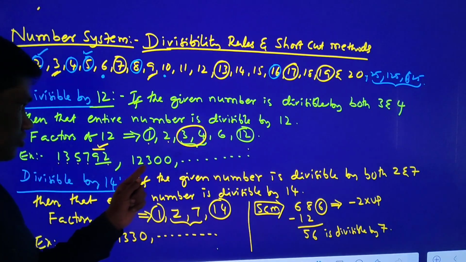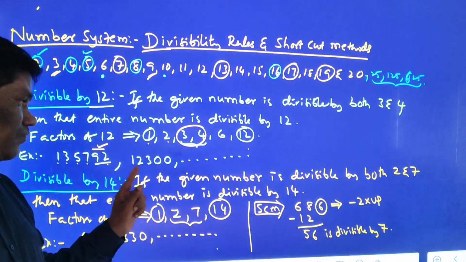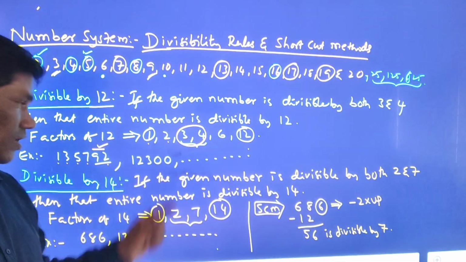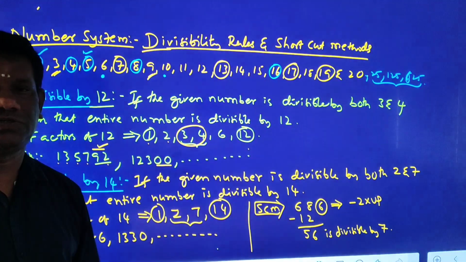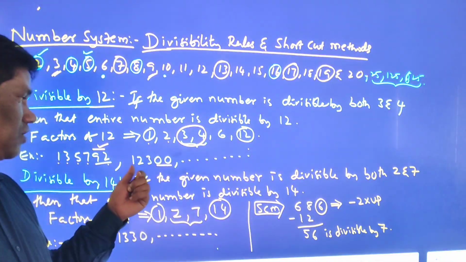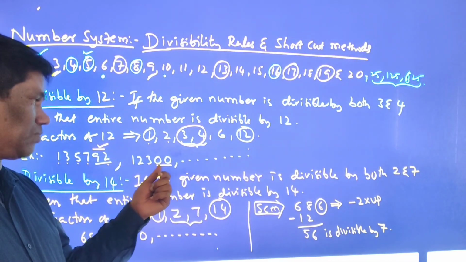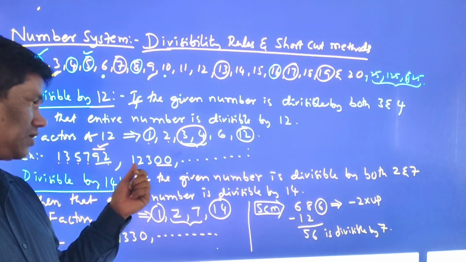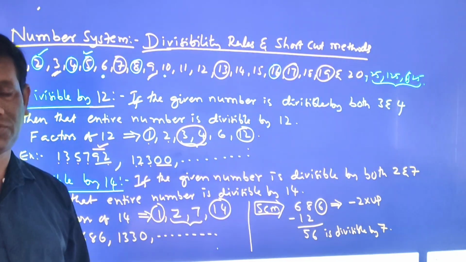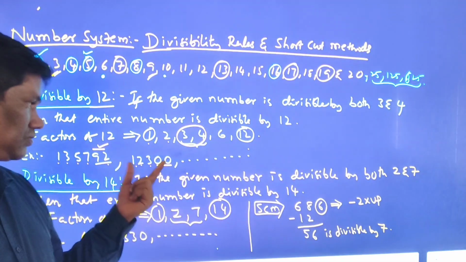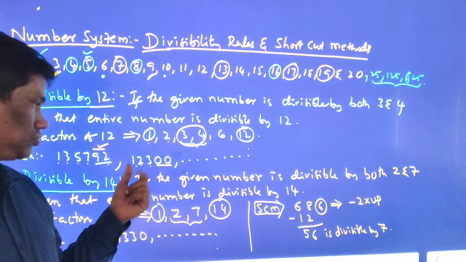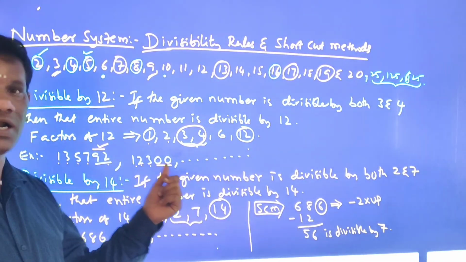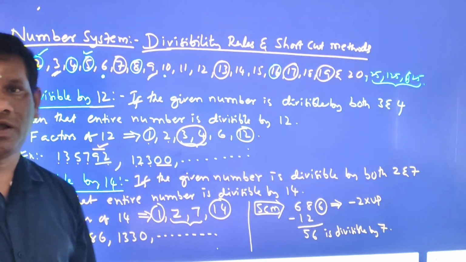And here 12,300, this number is also divisible by 12, because here we have 2 zeros, that is, any century number is always divisible by 4. And 12,300 is a multiple of 3, because 1 plus 2 plus 3 is 6, and 6 is a multiple of 3. So that's why this entire number is divisible by both 3 and 4. So 12,300 is divisible by 12.